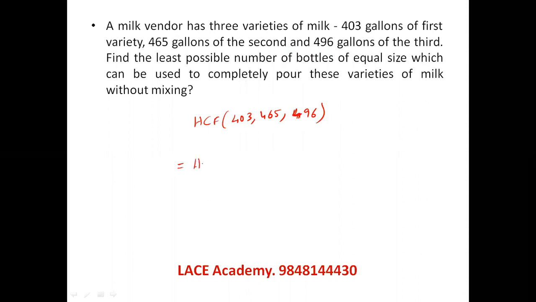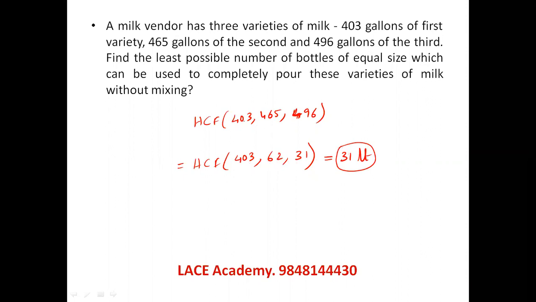There are many methods of finding HCF, but the easiest method is to keep one of the values as it is and take the mutual differences. The differences between these two is 62. The differences between them is 31. Now we can see 31 and 62. 31 is a factor of 62. 31 is a factor of 403 also. So the highest common factor is 31. That means we have to take 31 liter bottles.